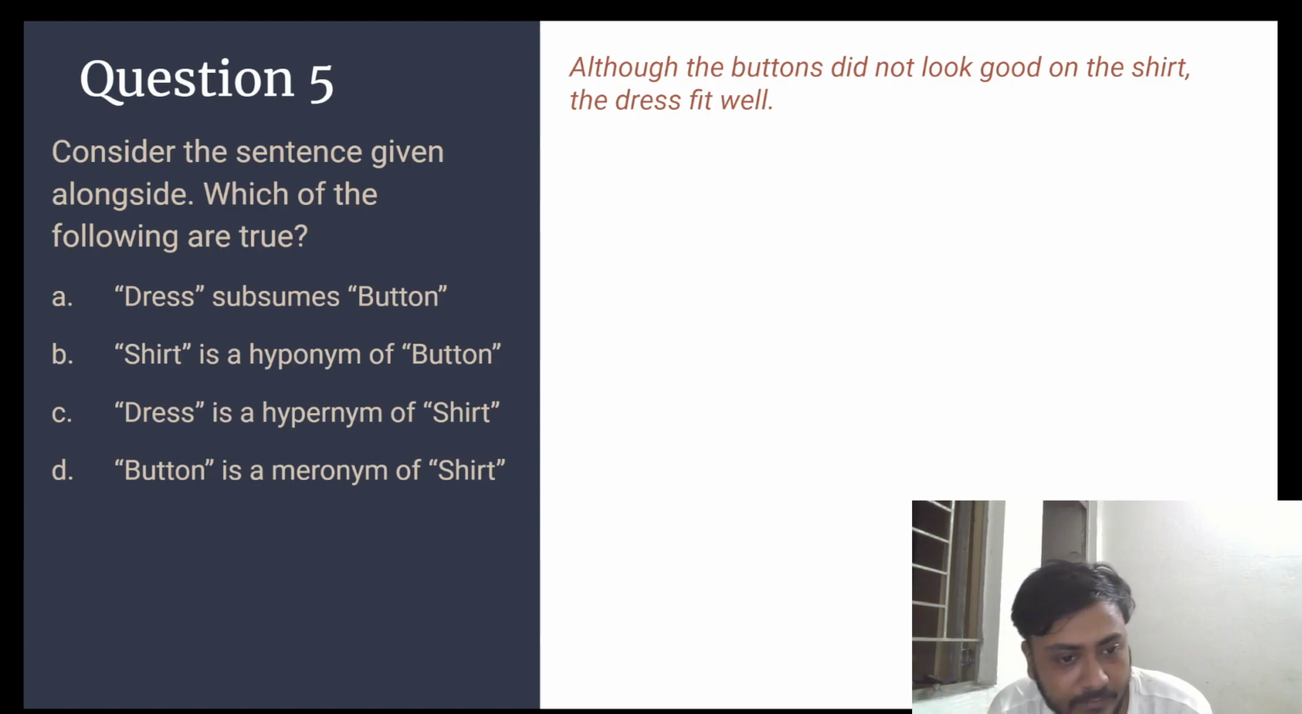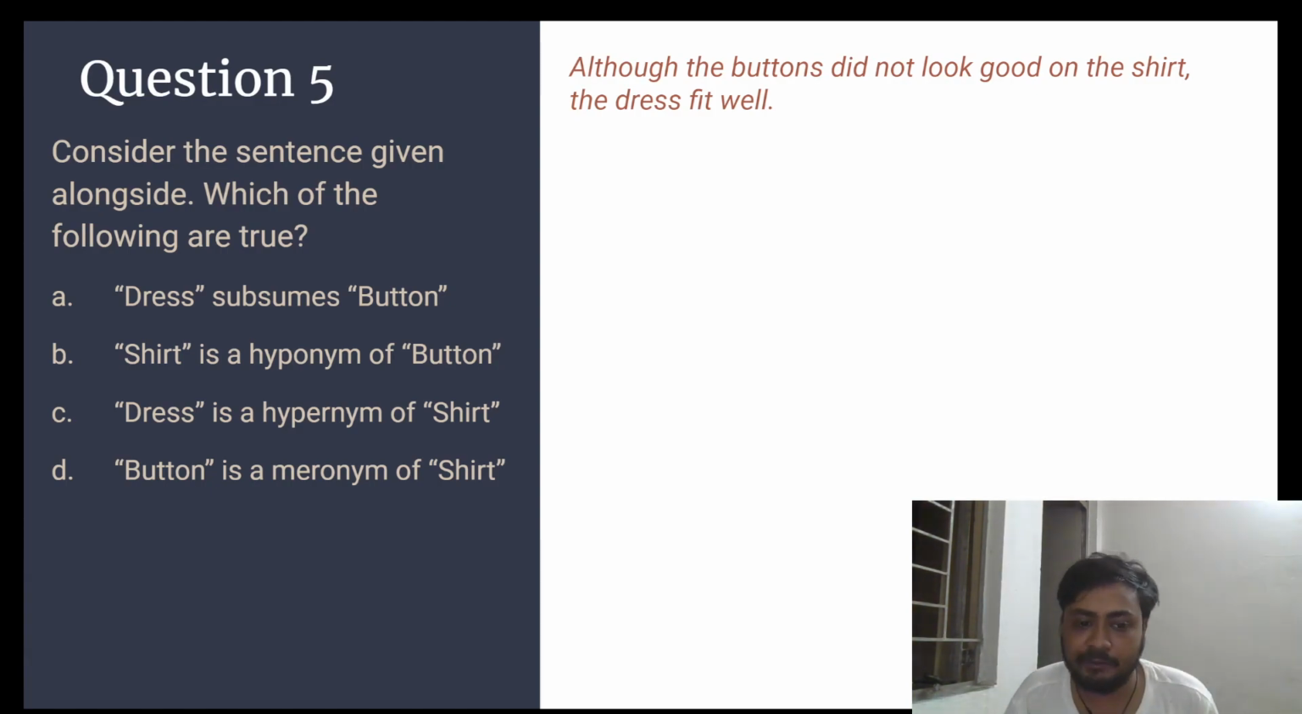Option C. Yes, C is correct because, as you can understand, shirt is one kind of dress. If you are talking about the concept dress, under that you might have many concepts like shirt, pants, skirts, and so on. So shirt is one form of dress. Sorry, shirt is a hyponym and dress is the hypernym. The one having the broader meaning is known as hypernym. So dress is a hypernym of shirt. That is fine.